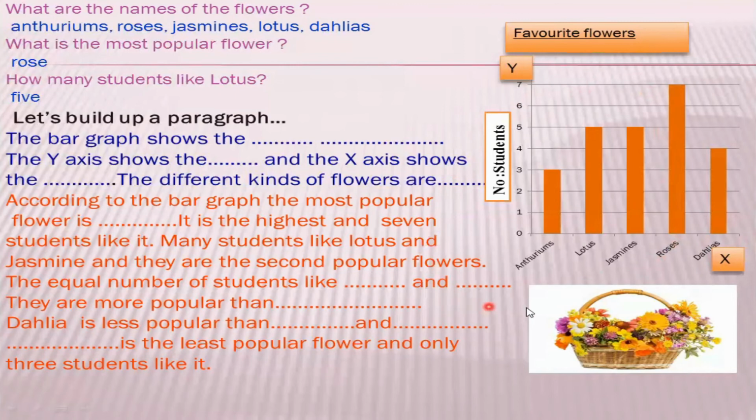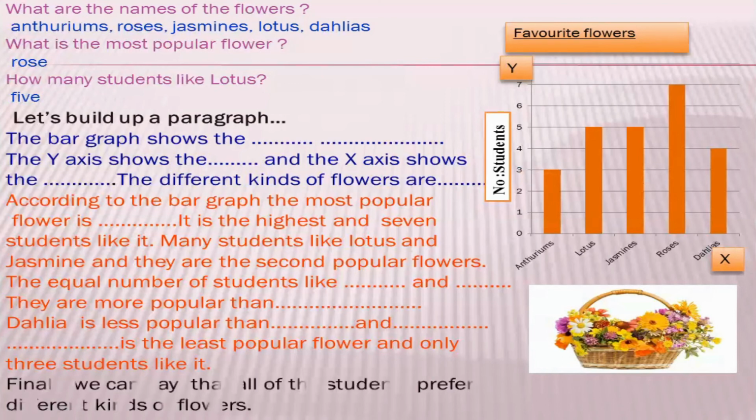Many students like lotus and jasmine, and they are the second popular flowers. The equal number of students like, yes, jasmine and lotus. They are more popular than dahlias. Dahlia is less popular than lotus and jasmine. Then what is the least popular flower? Can you tell me the answer? Yes. Anthurium is the least popular flower, and only 3 students like it. Yes, finally, we can say that all of the students prefer different kinds of flowers.